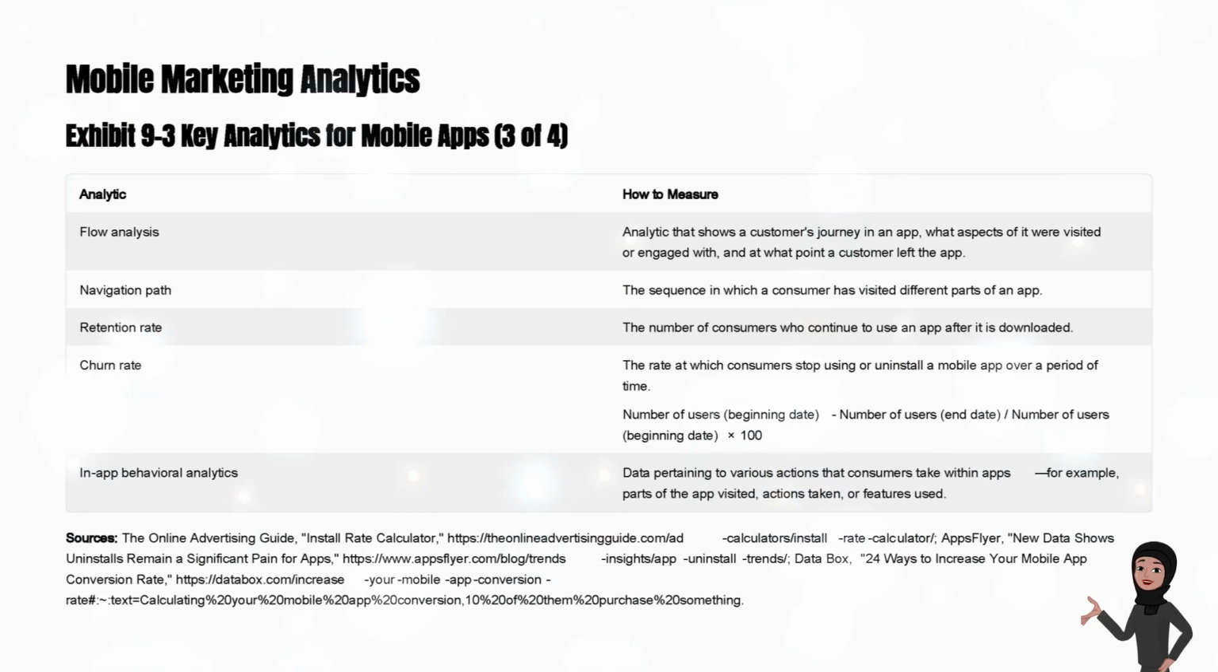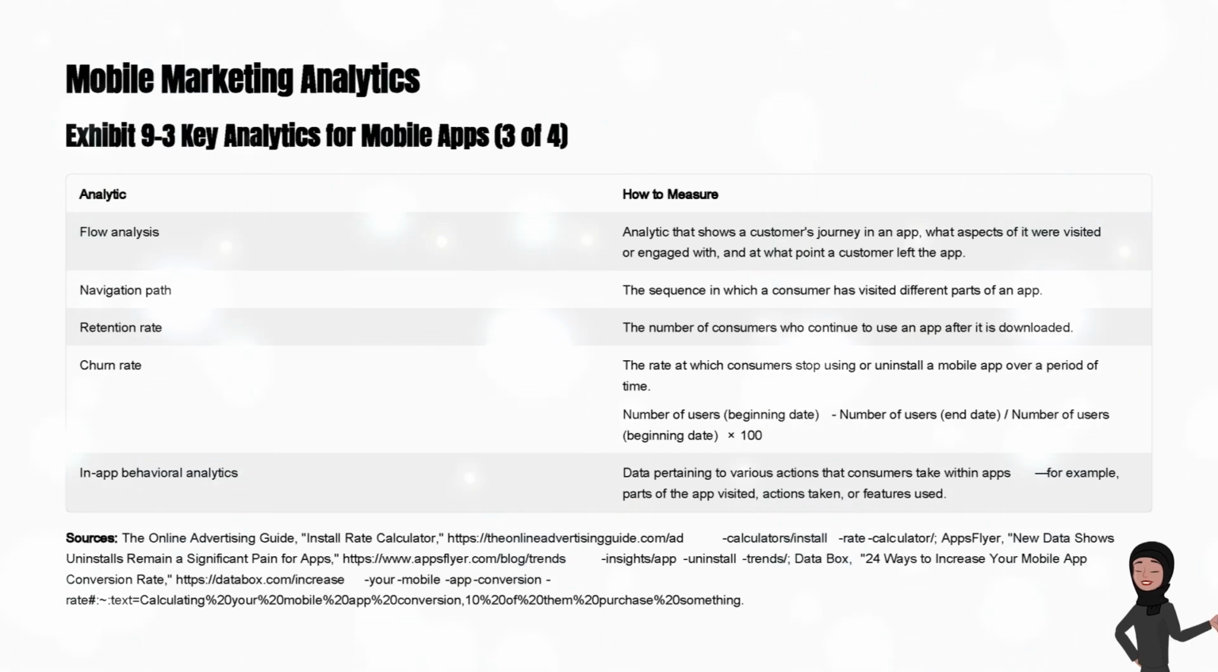This third part of Exhibit 9-3 focuses on user journeys and retention. Flow analysis shows how customers move through an app, what sections they visit, what they engage with, and where they leave. This helps marketers identify points of interest, as well as points of friction. Navigation path is related. It shows the sequence of areas a consumer visits within the app.